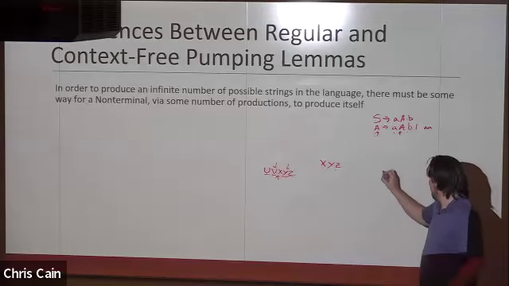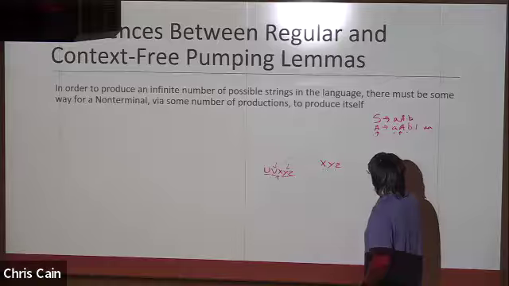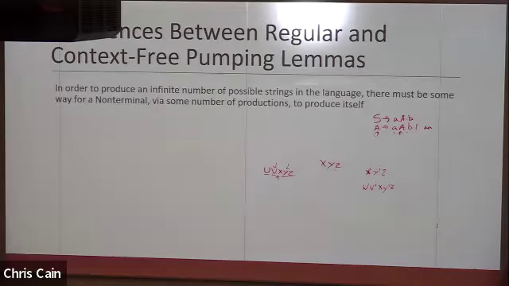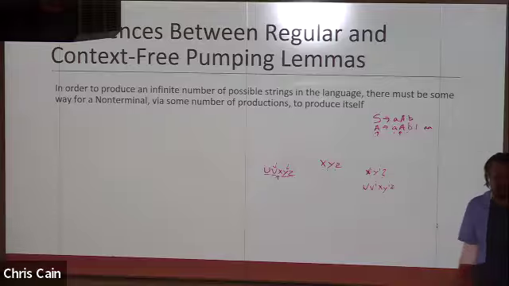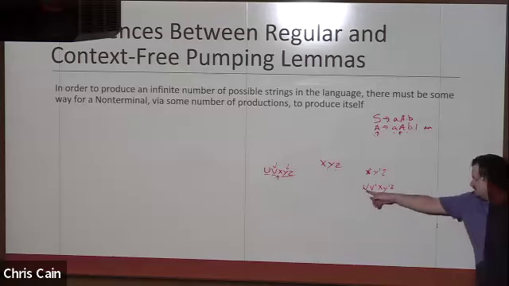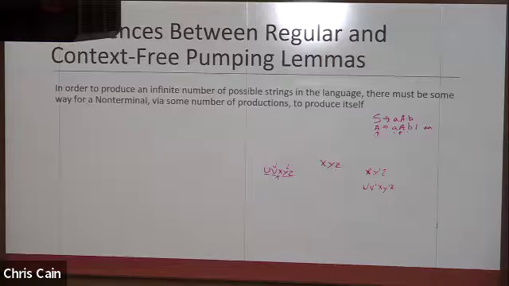So the pump, instead of being x y to the i z like it was in regular languages, we have u v to the i x y to the i z as the pumped string. Wow, I cannot draw today. Because what we have control of is the number of iterations of that recursion. Everything else is held constant, kind of like the x and the z were held constant in the regular language. Getting to the loop and getting from the loop to the final state, both of those were constant strings. The u and x and z in this case are all constant, and the recursive aspects, the v and the y, are going to be what get repeated some number of times, or 0 times.